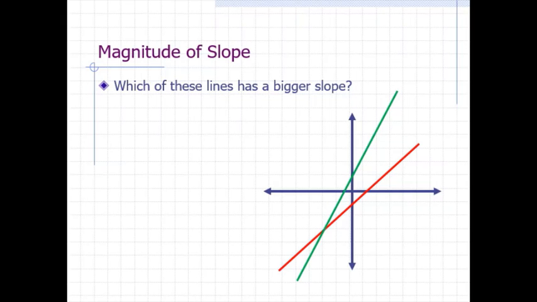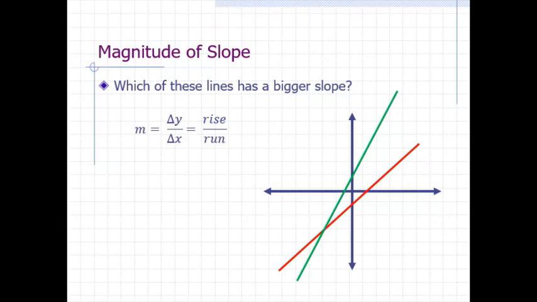What is the significance of the magnitude of the slope? Let's examine the two lines shown here. Which one do you think has a bigger slope? Recall that slope is equal to rise over run. A good strategy to answer this question is to compare the rise of the two lines for the same run. The line that rises more for the same run has a bigger slope.